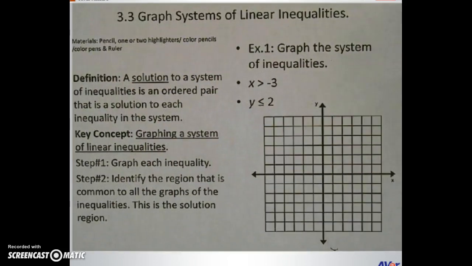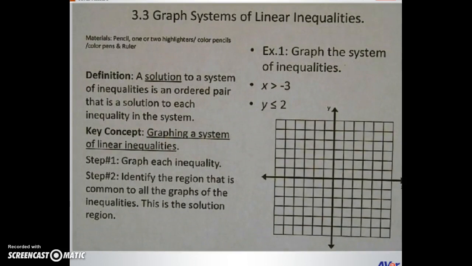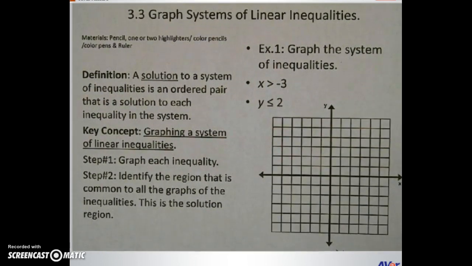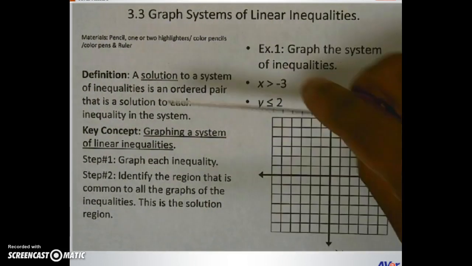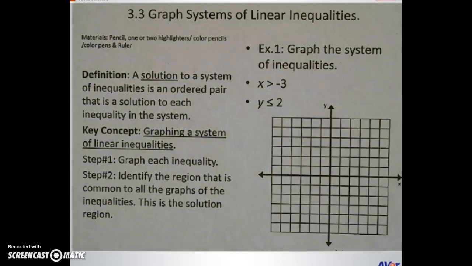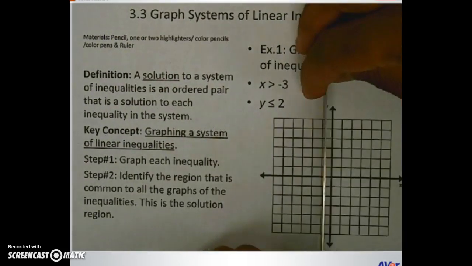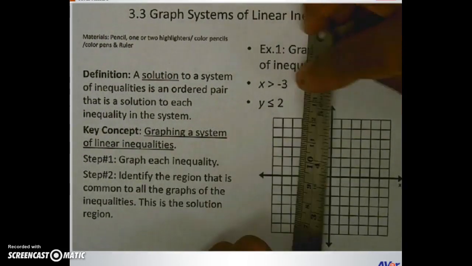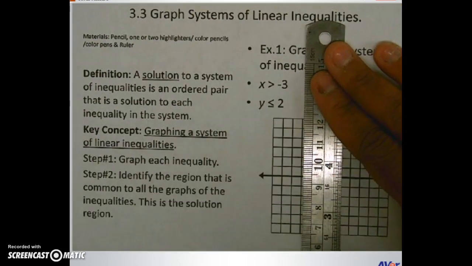Okay, so we have two lines right now. The first one that I'm looking at is x is greater than -3. So for x, would it be horizontal or vertical? Hopefully you remember that this would be a vertical line. So here's my vertical line at -3. I'm going to go ahead and draw that in.